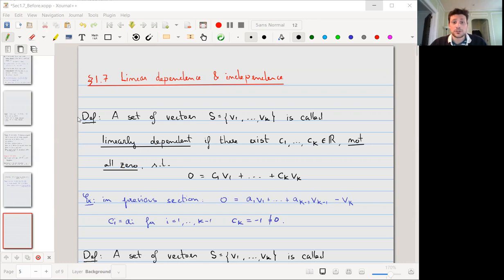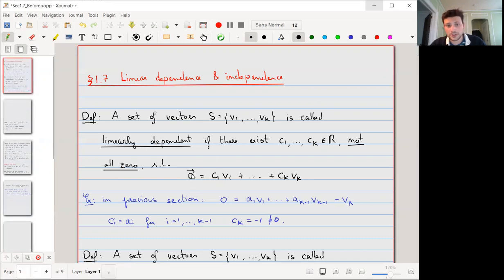Let's start with the definition. Pick a set of vectors, v1 through vk. We say that the set of vectors is called linearly dependent. Sometimes I will be a little sloppy and say that the vectors are linearly dependent. If there are constants, c1 through ck in R, not all zero, such that I can write zero, the zero vector, as a linear combination of the vectors v1 through vk with coefficients not all zero.